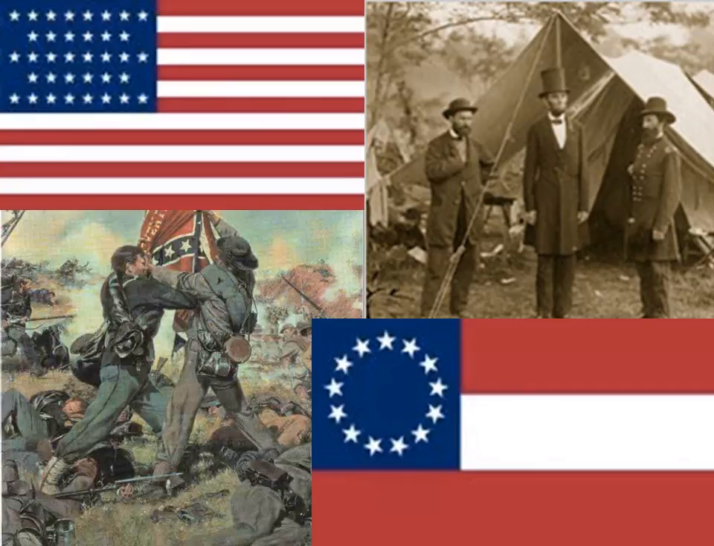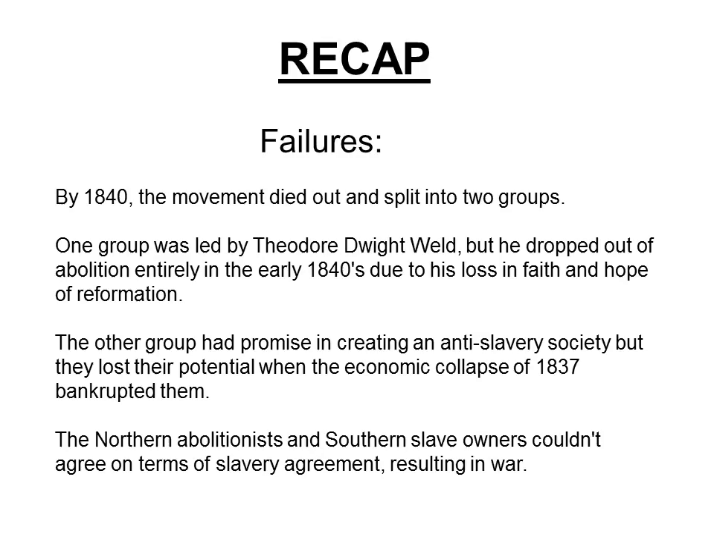So, what does this kind of boil down to? Well, you have Northern abolitionists that want to change, and Southern slave owners that don't because they like the way that life is. And so, because they couldn't agree on any terms regarding slavery, this now results in war. And here we have a quick recap for your notes. Please pause the clip now.